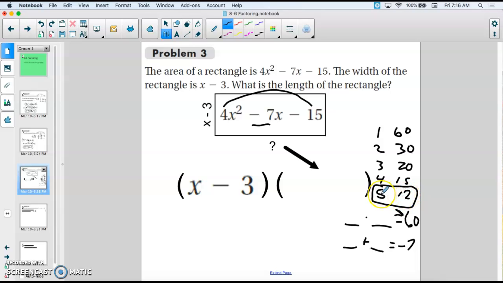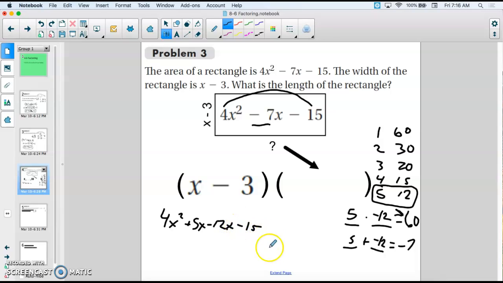If we do 12 minus 5, that's going to get us positive 7. So it's 5 and then negative 12 will get us to negative 7. 5 plus a negative 12 is negative 7. Okay, so we split it apart: 4x squared plus 5x minus 12x minus 15.